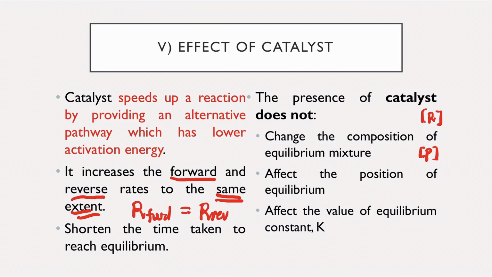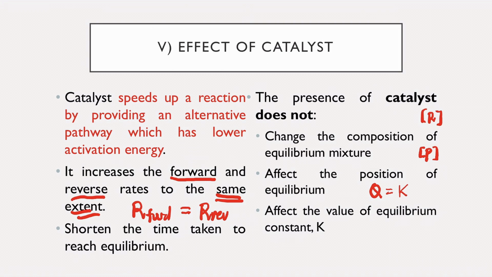Okay? It just speeds it up. It will still remain the same. So, a catalyst does not affect the position of your equilibrium. Why does it not affect it? It only speeds things up, right? So the rate of forward and rate of reverse reactions are still the same. So your Q and K basically remain the same.